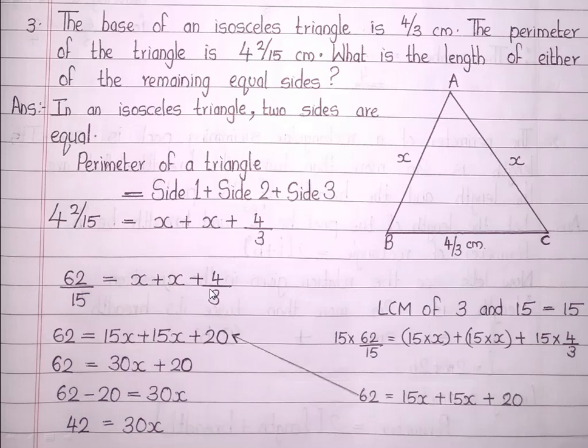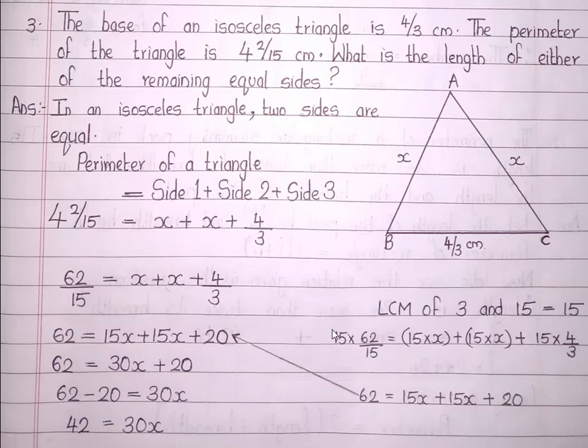Here you can see denominators 15 and 3. Take the LCM of 3 and 15. You will get the LCM as 15. Multiply the whole equation by 15. 15 into 62 by 15 is equal to 15 into x plus 15 into x plus 15 into 4 by 3. I told you students, this 15 is not coming from the air. It is coming from the LCM of 3 and 15.